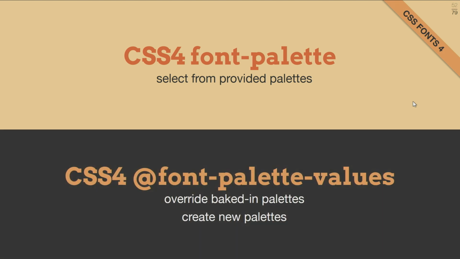So in CSS4, we have some new properties. One of them is called font-palette. So fonts can have multiple palettes. For example, you might have some colors for dark background, some colors for light background. Okay, so you can select between them. Much more interesting, a new @rule, @font-palette-values, lets you override some or all of the palette values. So let me show you what I mean.